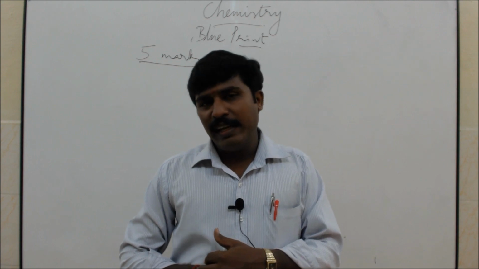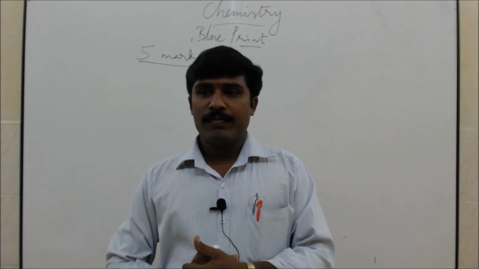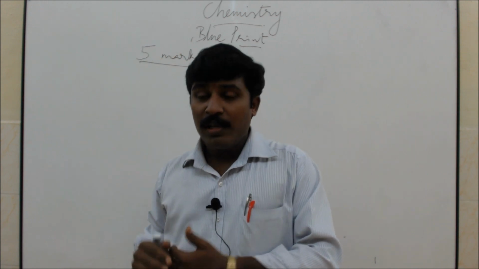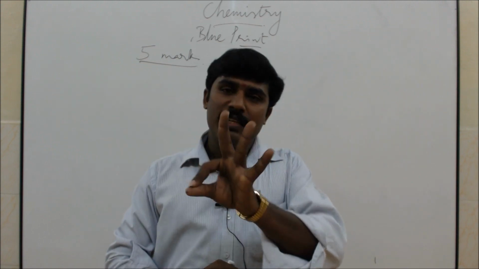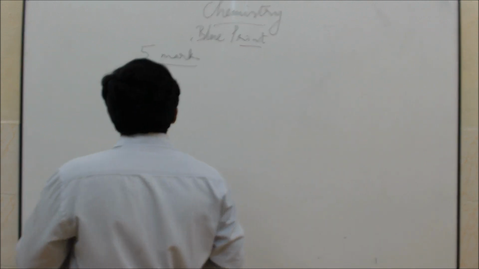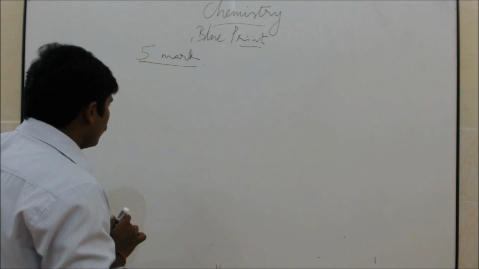You have to select 7 questions, but at least 2 questions from each section. So Section A 2 questions, Section B 2 questions, Section C 2 questions. The remaining 1 more question you can take from any one section. So in any one section you are going to select 3 questions, and 2 questions from the remaining two sections. That's the rule. Now I am going to tell you the 5-mark questions.